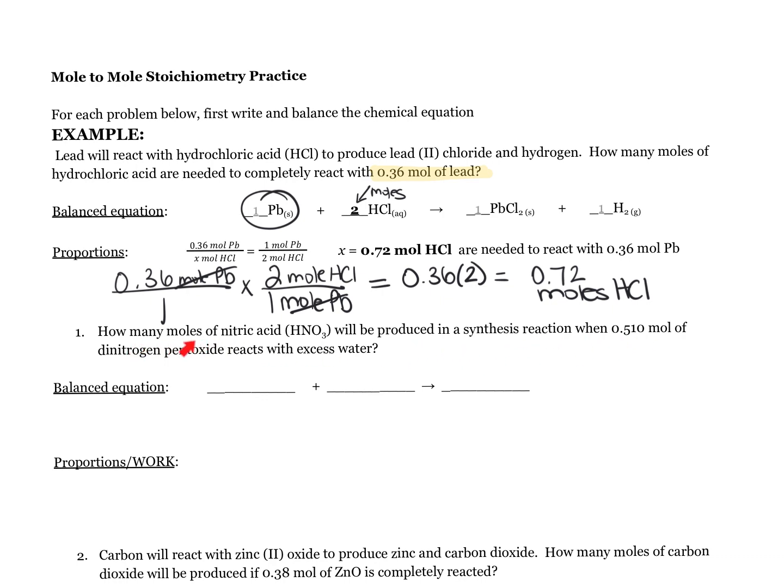So the first thing we need to do is write the chemical reaction correctly. It says, how many moles of nitric acid will be produced in a synthesis reaction when 0.5 moles of dinitrogen pentaoxide reacts with excess water. So my first step is going to be writing my chemical reaction correctly. So we've got dinitrogen pentaoxide reacting with water to produce nitric acid.